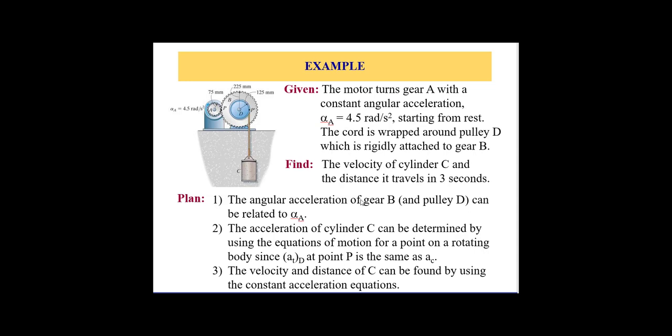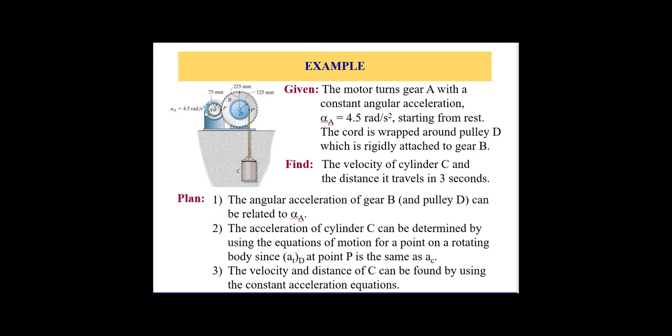Alright, the procedure to solve this problem. We want to find the velocity of C, which is attached to the pulley, after 3 seconds starting from rest position. So we need to know the equation of the velocity of point P, which is the same as C. If we know the velocity equation as a function of time, we'll be able to substitute the time 3 and find the velocity of C.